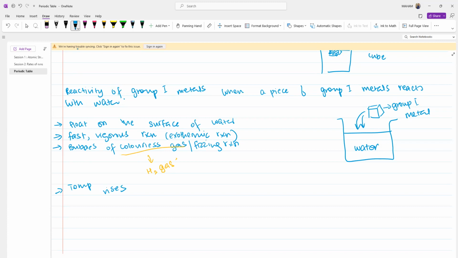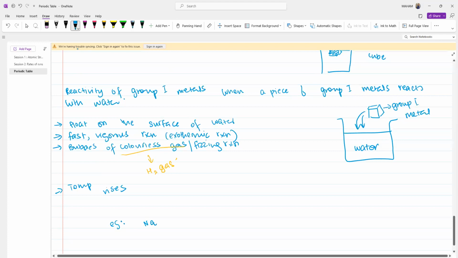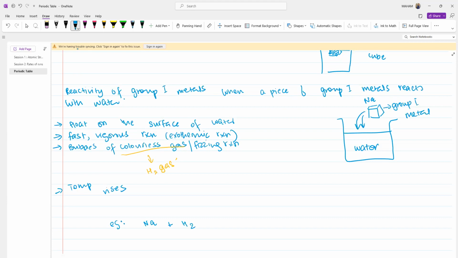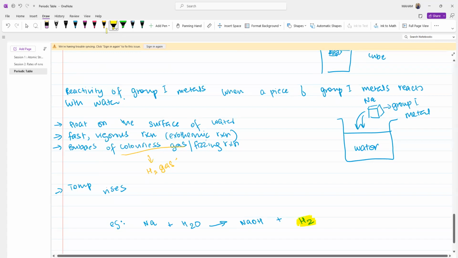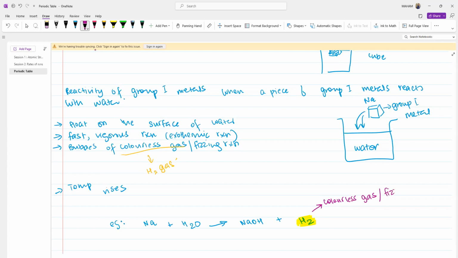So here I'm going to write an example equation for this reaction. For example, if I'm putting sodium inside water, this is what the equation is going to be like. Sodium plus water is going to give you NaOH plus H2. And this H2 is going to be a colorless gas coming out as a fizzing reaction. Okay.